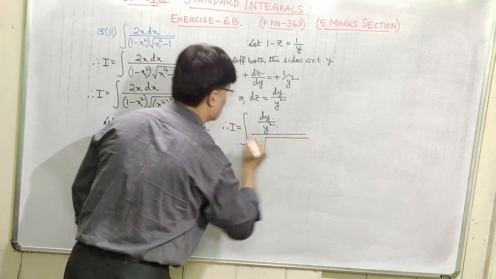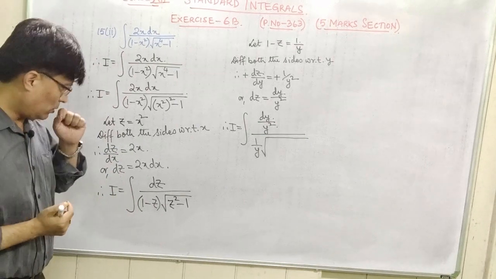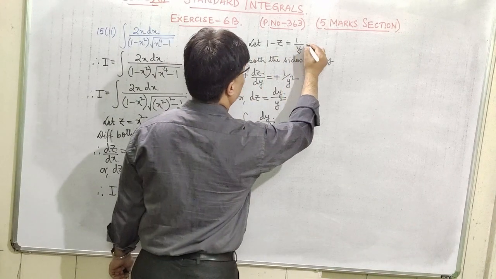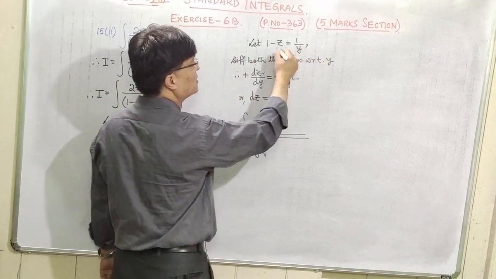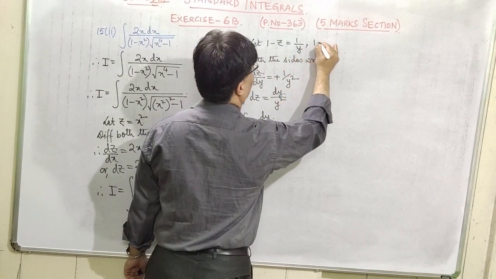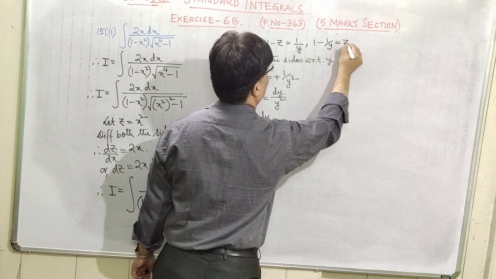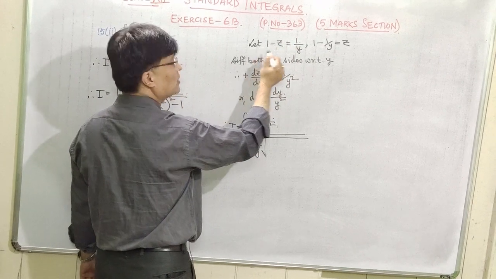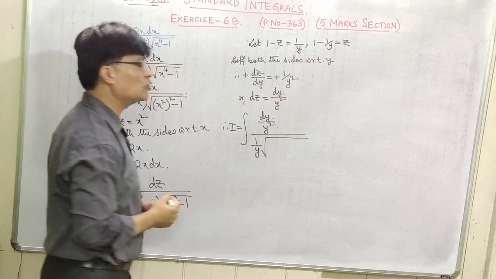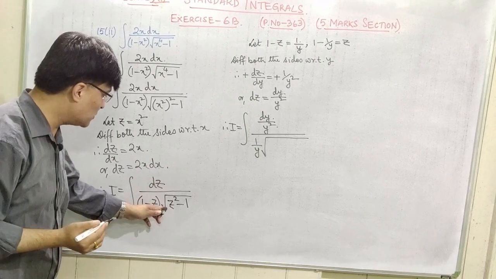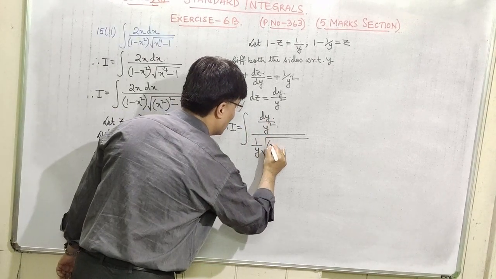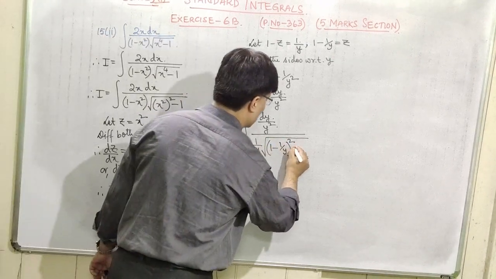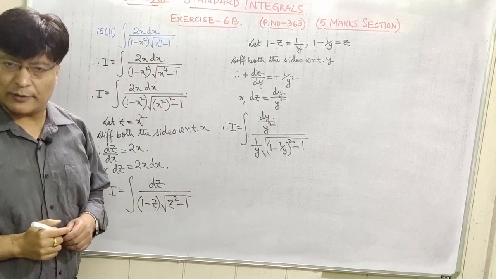Now within a square root, there is z square. You have to put the value for z only. So we can get the value for z from here. What is the value for z? Can you tell me what is z here? 1 minus 1 upon y is equal to z. Now this z is taken to the right hand side, 1 upon y is taken to the left hand side. So it is 1 minus 1 upon y is equal to z. Is that clear? So now put the value for z here. What is z whole square? 1 minus 1 upon y whole square. Then what do we write? Minus 1. So I think you have understood it.